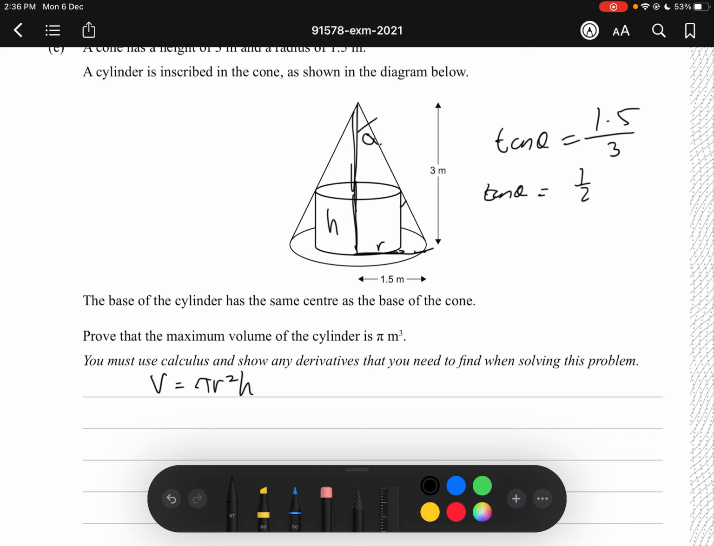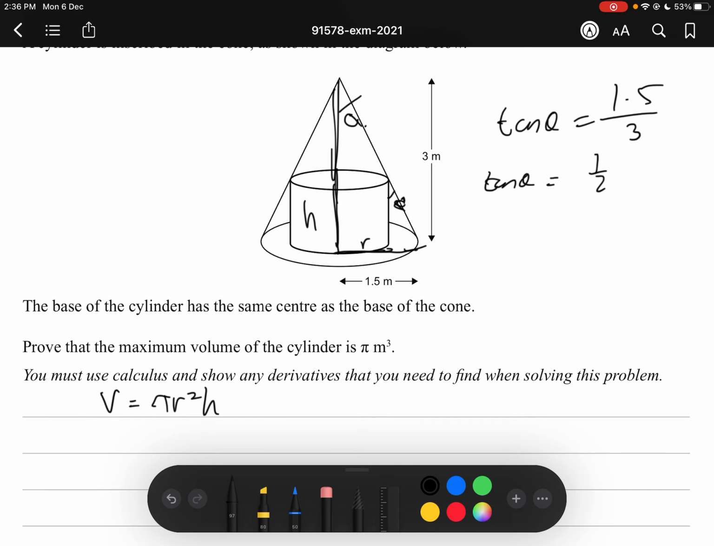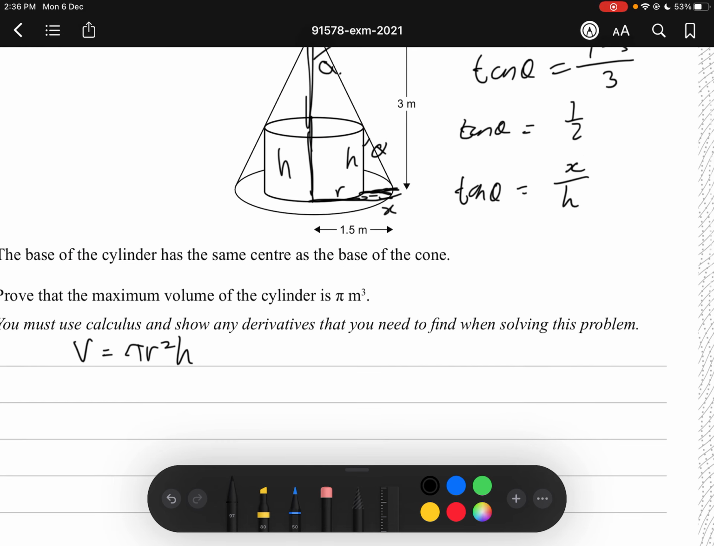And by congruency, we know this angle is also theta, right? This angle there is also theta. And we can draw another right angle triangle. We're going to call this side x, and we can call this side h, and that will be the height of the cylinder. And similarly, we can say that tan theta equals x over h. So by that logic, since theta is the same, we can say that x over h equals 1/2. And therefore, we can say 2x equals h.